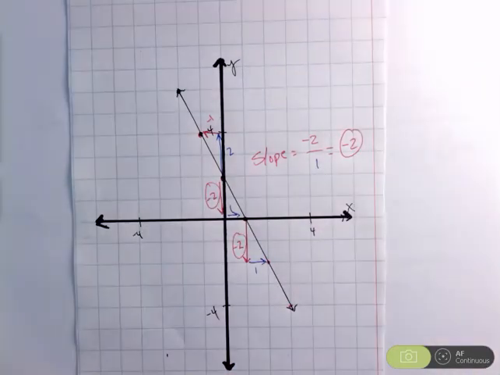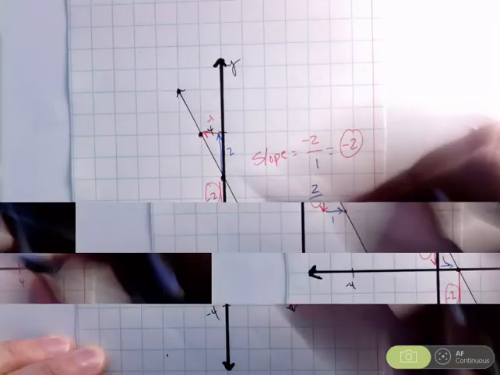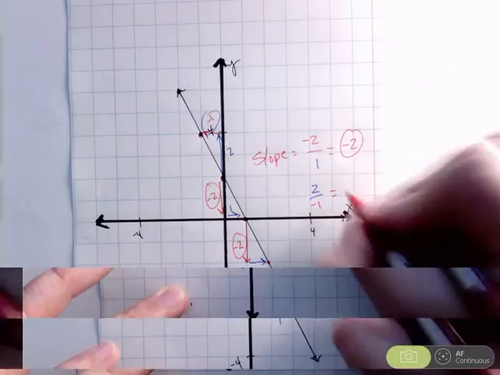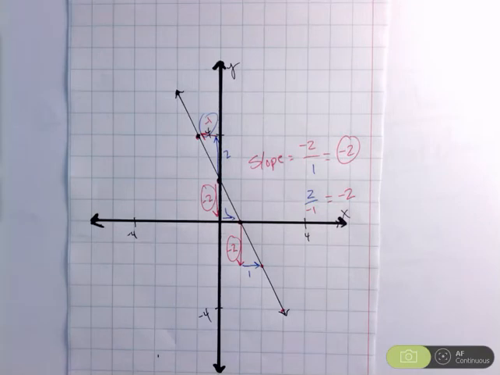If I looked at it the other way, where my vertical change was 2, my horizontal change was -1, that's also going to simplify to be -2. 2 divided by -1 is going to be -2.